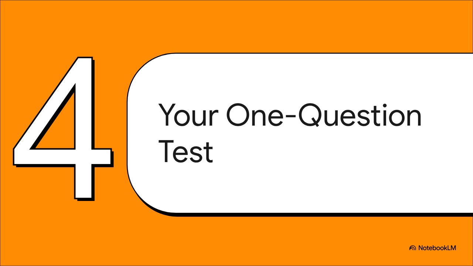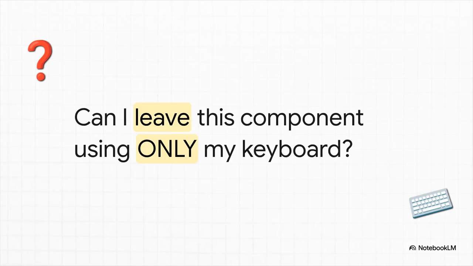So, the big question is, how do you make sure you're not building these traps? Well, it's actually fantastic, because it boils down to one super simple test. Just one question you need to ask yourself. Here it is. When you build something interactive, just use your keyboard. Tab into it, play around with it, and then ask yourself this one simple thing. Can I leave this component using only my keyboard? If the answer is no, well, you've got a keyboard trap on your hands.